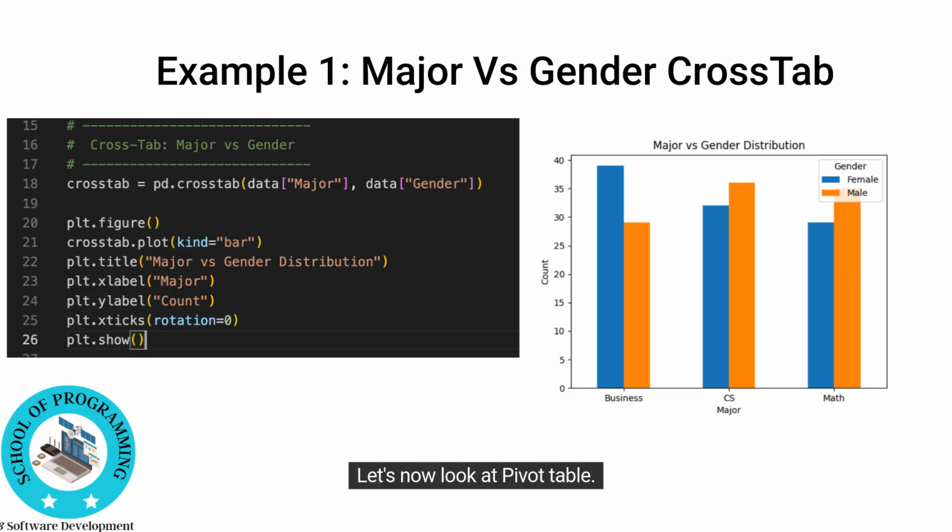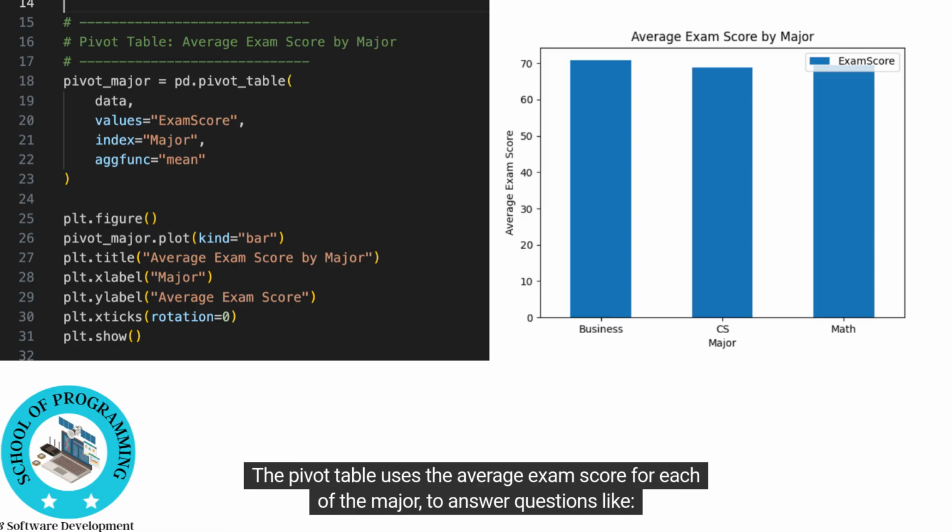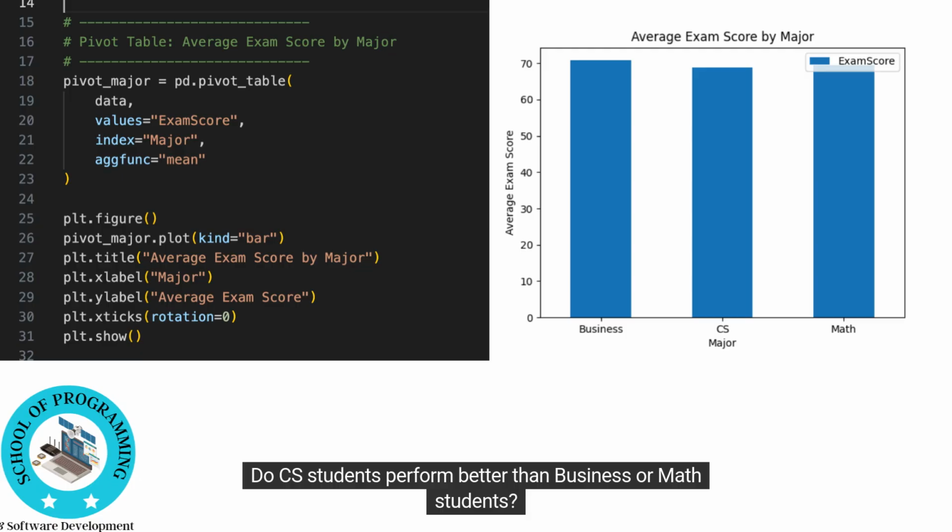Let's now look at pivot tables. To get more insight and observe trends and patterns, a pivot table is used. It summarizes a dataset into a multidimensional, cross-tabulated table. The code snippet on the screen shows how we generated the pivot table. The pivot table uses the average exam score for each of the majors to answer questions like, do CS students perform better than business or math students? Which major has the highest average exam score?